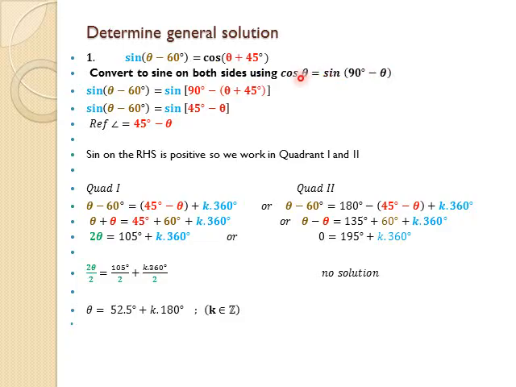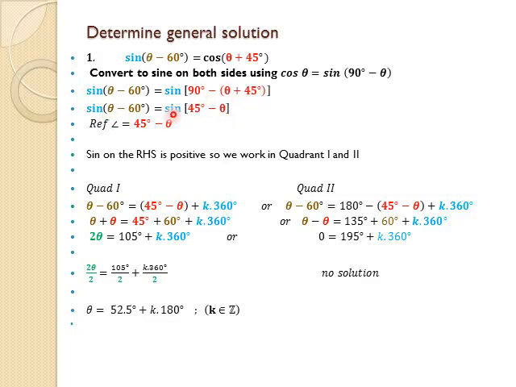remembering that sine of 90 degrees minus theta would give me cos theta. Remember your co-functions. So I'm going to write that as sine of 90 minus theta plus 45, and now it reads sine sine. So now I have theta minus 60, and 90 minus 45 gives me 45 degrees minus theta.